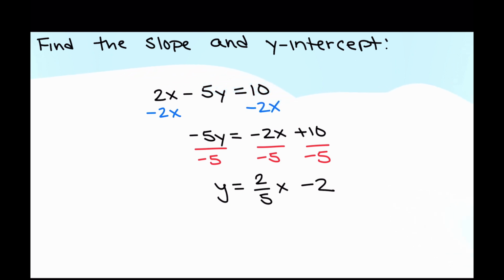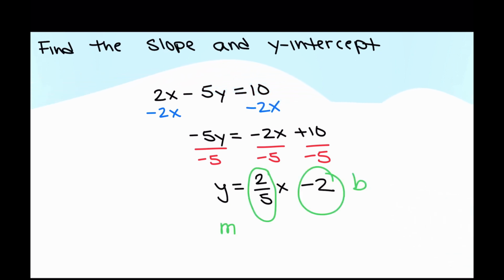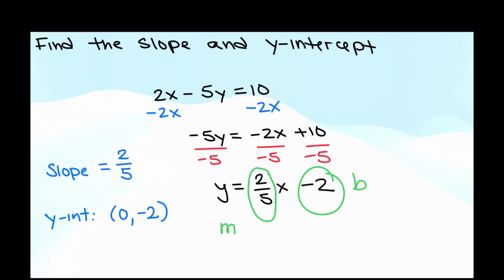Now this equation is in slope-intercept form. And so the number in front of the x is the slope, the m. And the constant, the number without the x, the negative 2, is the b, or the y-intercept. So the slope of this line is 2/5. And my y-intercept is located at the point 0, negative 2.